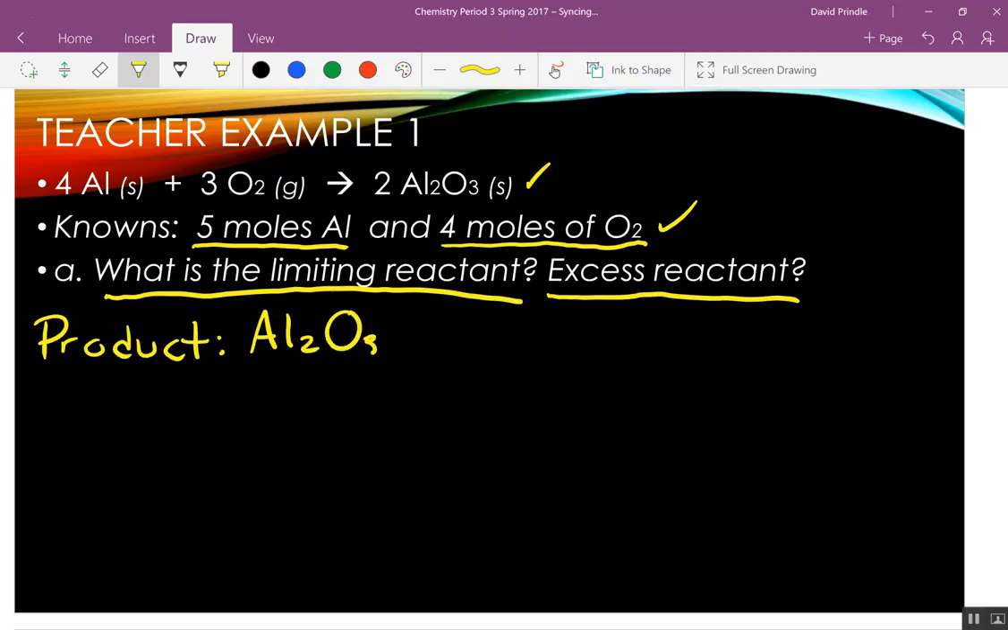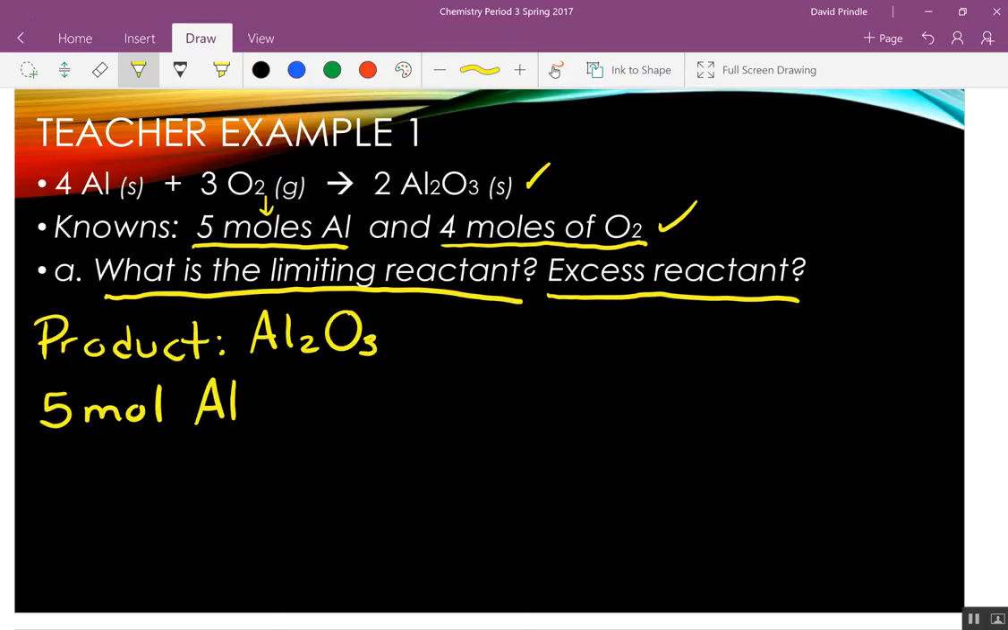So we're going to see how much aluminum oxide we can make from 5 moles of aluminum and 4 moles of oxygen. What are we starting with? What units? Moles. So we can make this a simple problem, can't we? A mole to mole problem. So we start with 5 moles. Which one, Bob? Right. Yep. 5 moles of aluminum.